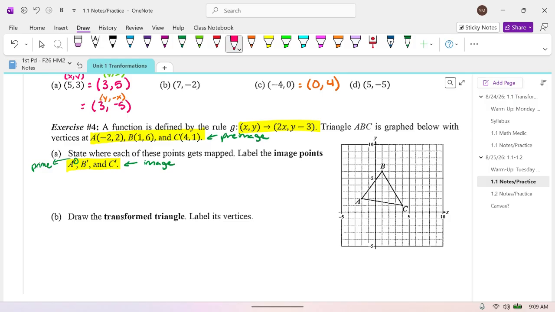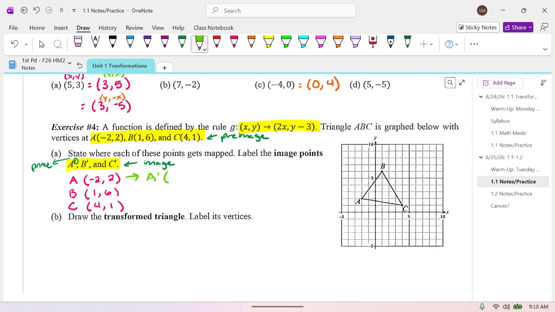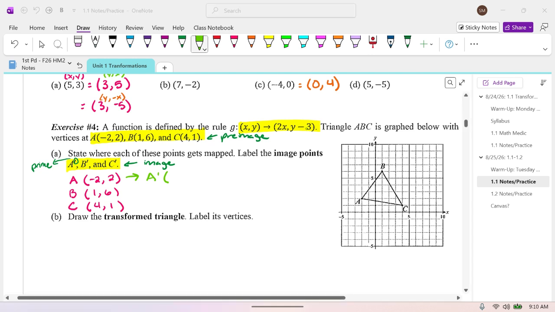So I'm going to list out A prime. Or actually, I'm just going to relist out the original points. So A is -2, 2. B is 1, 6. C is 4, 1. Those are the original points that they gave us. I'm just listing them vertically. Okay. So for A prime, what do I have to do? How do I get the point for A prime? You plug it into the function up here. So what am I going to do?